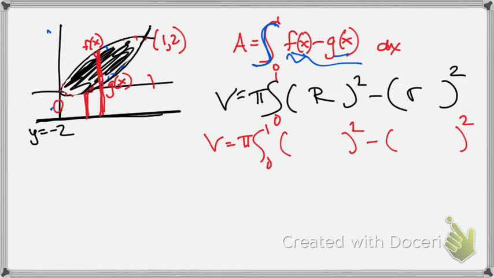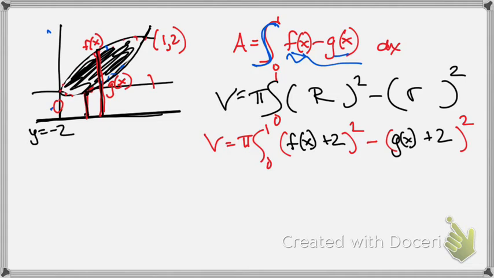Okay, now r is always the distance from top to bottom. So in this case, big R is going to be f of x minus -2, or f of x plus 2. Little r, top to bottom, that would be g of x minus -2, or g of x plus 2. And you are allowed to leave it like that if you don't have to solve it by hand.